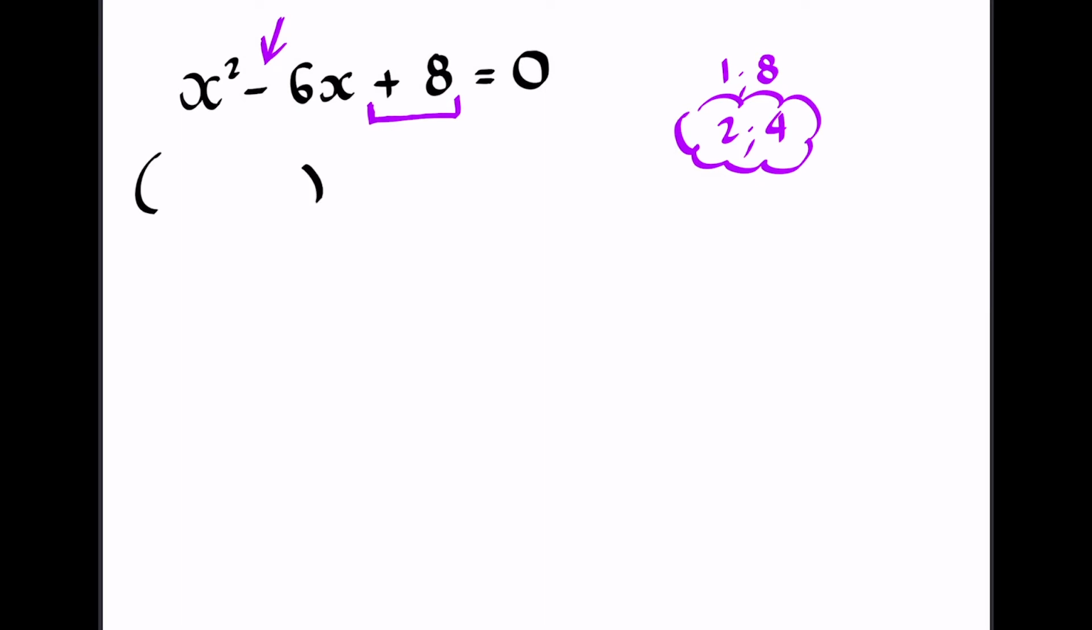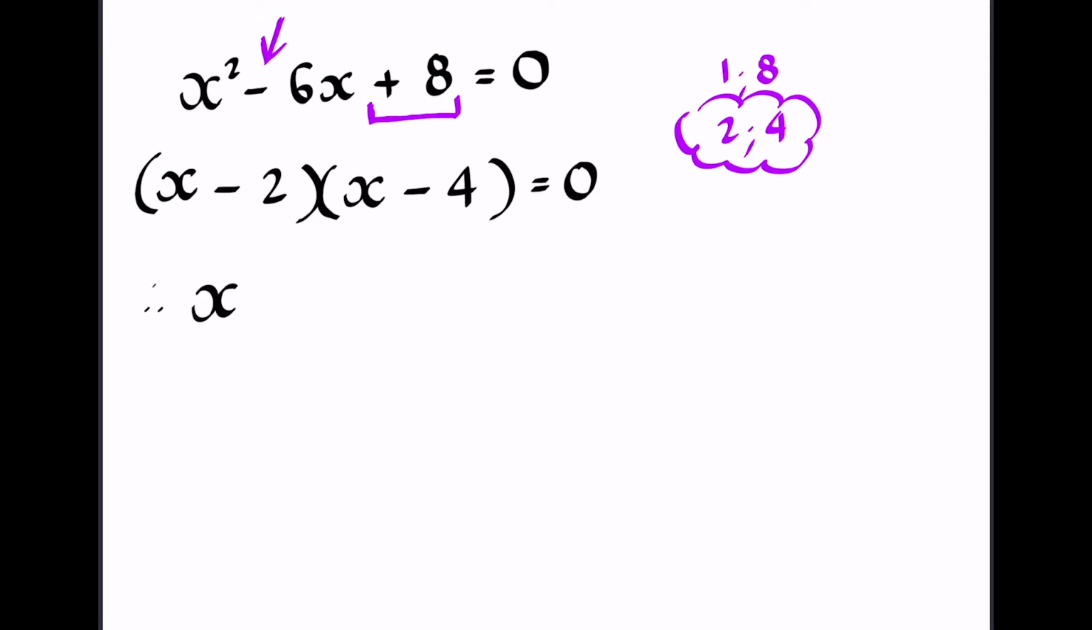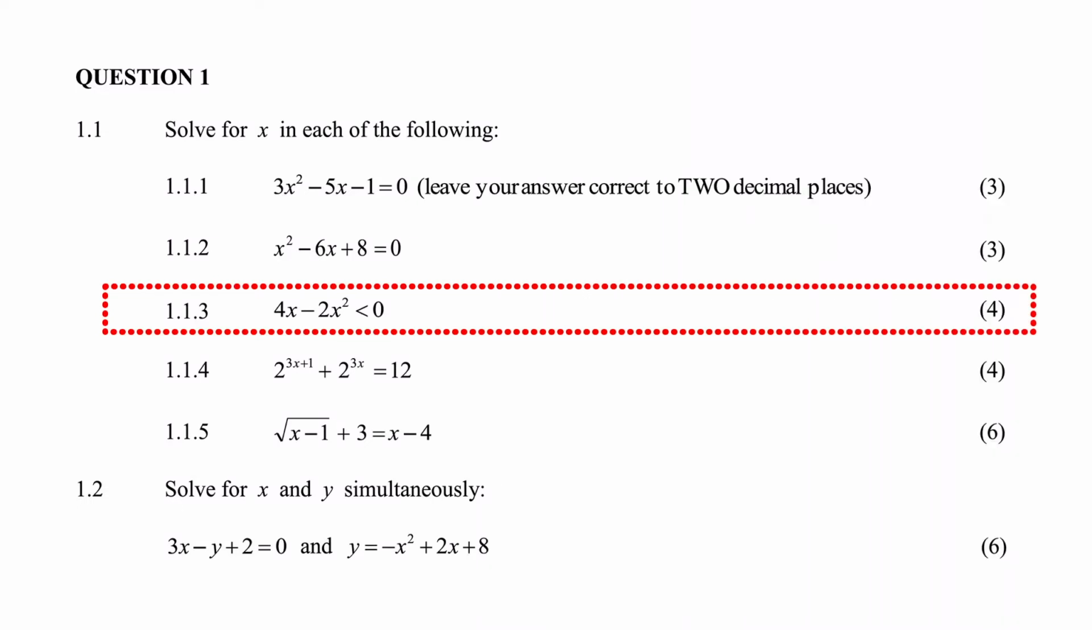So I'm going to have 2 brackets equal to 0. The signs are going to be the same. Both the signs are going to be negative. X squared factorized becomes x and x. Then I take the factors I've just picked of 2 and 4. But I'm solving for x. So therefore, x is equal to 2 or x is equal to 4. The next question is solving for x if 4x minus 2x squared is less than 0.